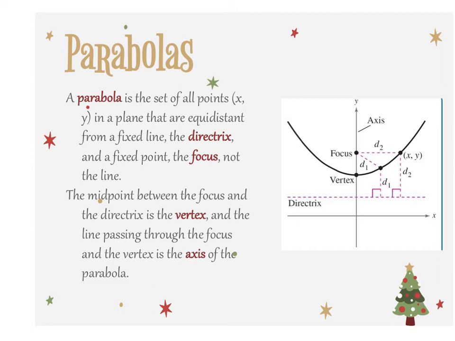This focus point is not on the graph or the line of our parabola. It's going to be actually on our axis of symmetry, or in this case, they call it the axis of the parabola. The midpoint between the focus and the directrix is going to be the vertex. The line, again, that's passing through that vertex, we know it as the axis of symmetry. The book calls it the axis of the parabola. So whenever you see the words axis of the parabola or axis of symmetry, they're talking about the same thing.